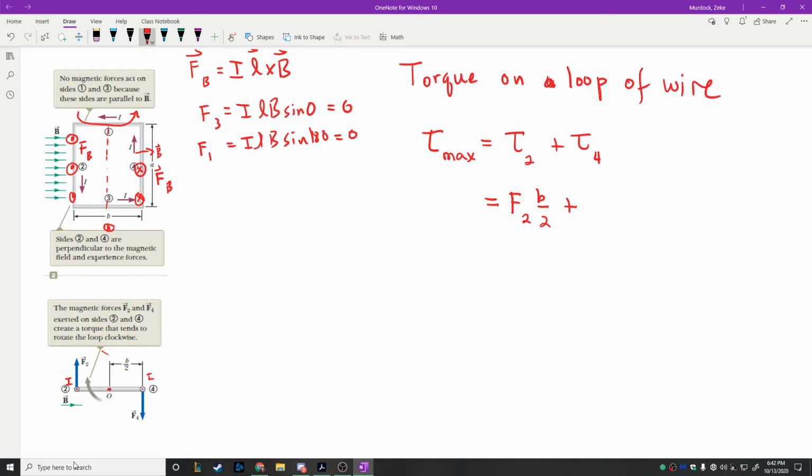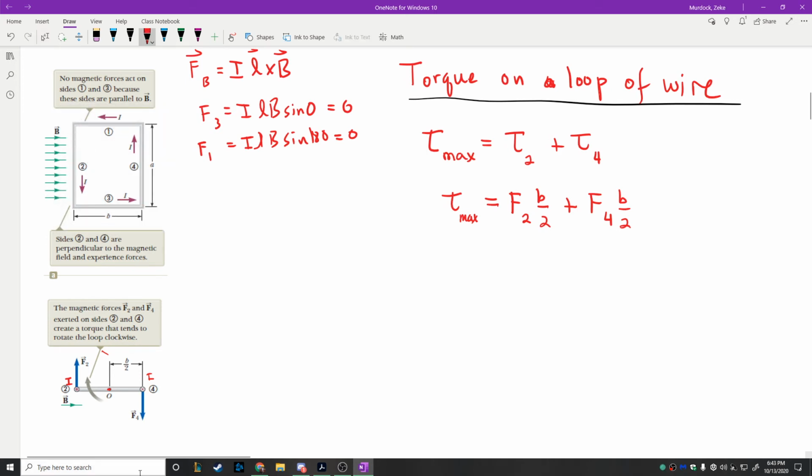For 4, the torque is F4 multiplied by b over 2. And we can calculate what these quantities are by looking at the previous picture. I'm going to get rid of all this stuff because I expect you to be able to reproduce that yourselves, and this picture's a lot clearer. So in this picture here, what would F2 be equal to? We get F2 by taking the current I, and we multiply by the length of this wire right here. From here to here, the length is A.